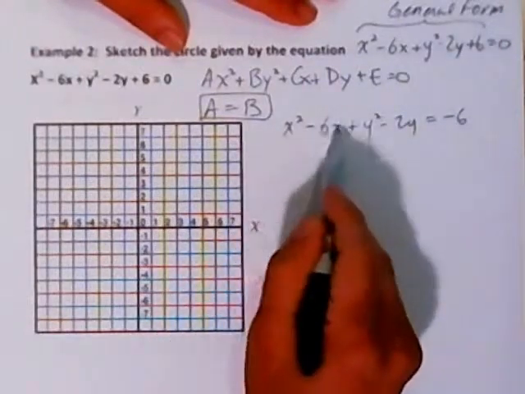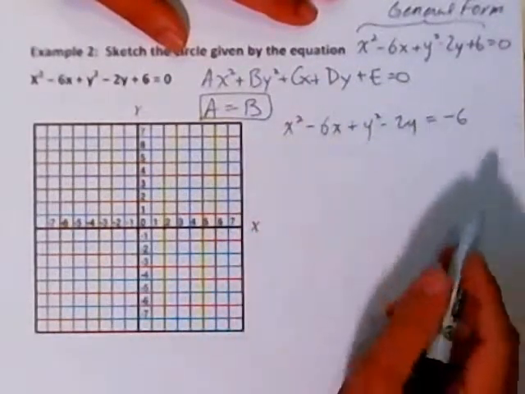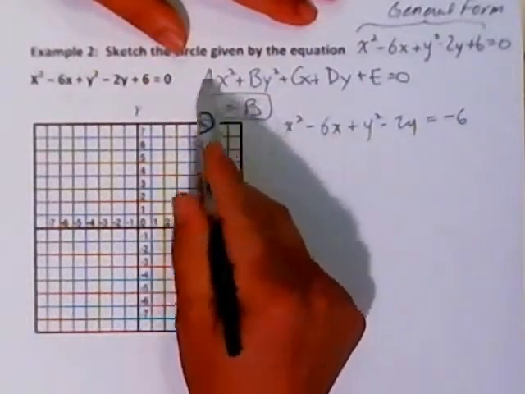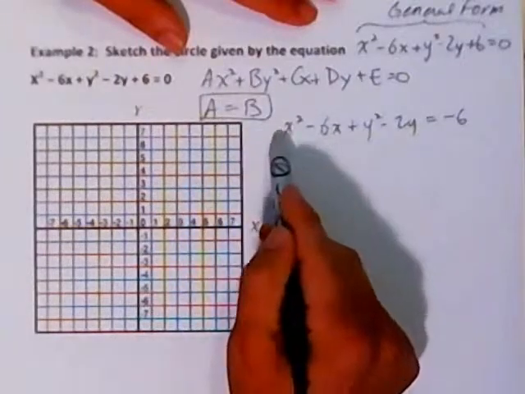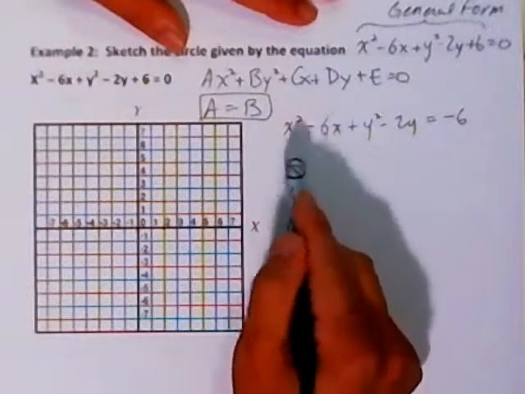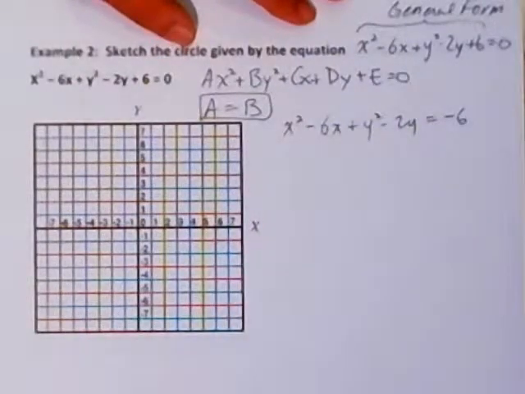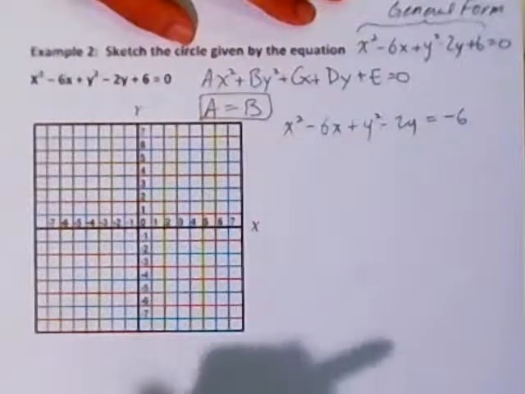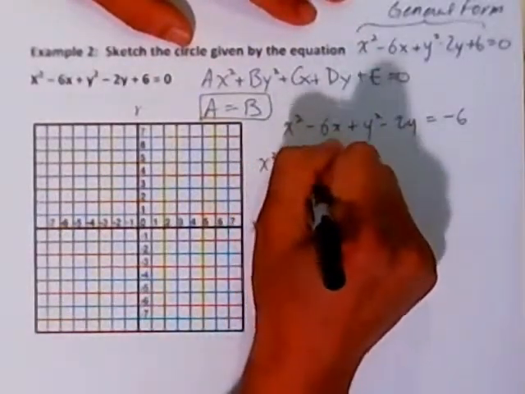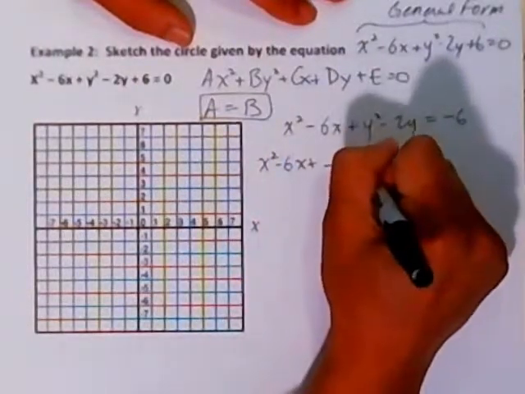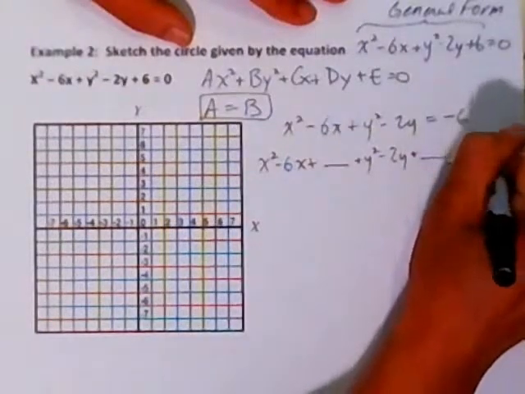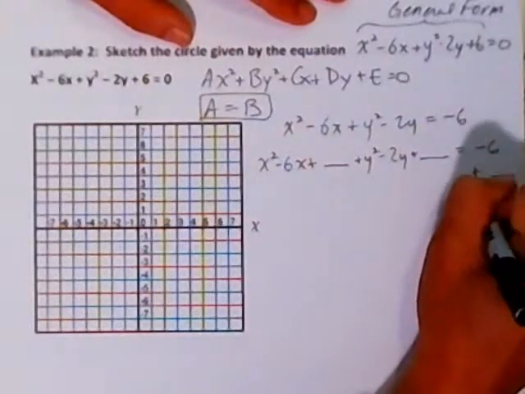It's already grouped together with the x's and the y's. Notice that the a and b are equal. The leading coefficient of the x term and the leading coefficient of the y term is 1, so they are equal. So we know that they are a circle. Here's the way I like to complete the square on this one. X squared minus 6x plus something plus y squared minus 2y plus something equals negative 6 plus something plus something.